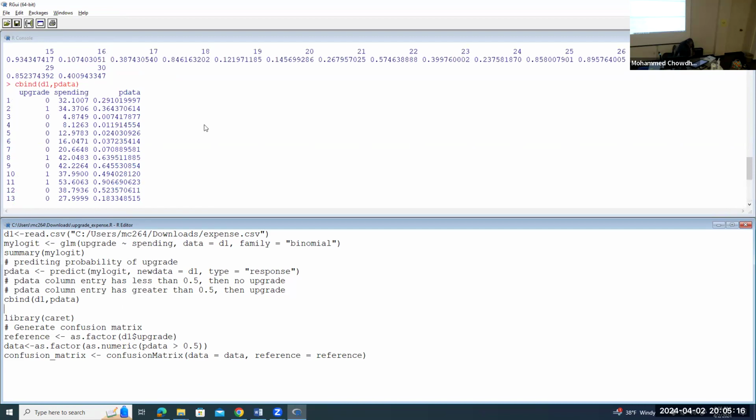Okay, so now take a look at that. First one, predictive probability is 0.29, right? So that is correct classification, zero, right? Second one is 0.36, misclassification, right? Third one is 0.0, that is correct classification. Correct, correct, correct, correct. Then again, up until 8, correct. 9 is wrong, right? 9 is wrong, that is P data.